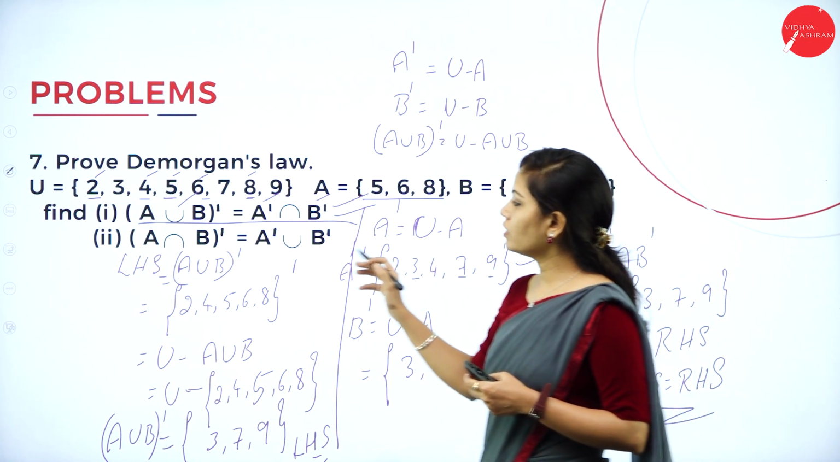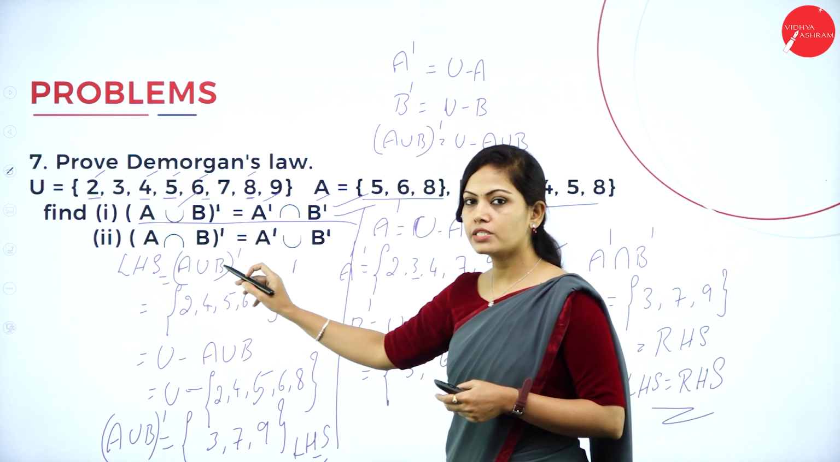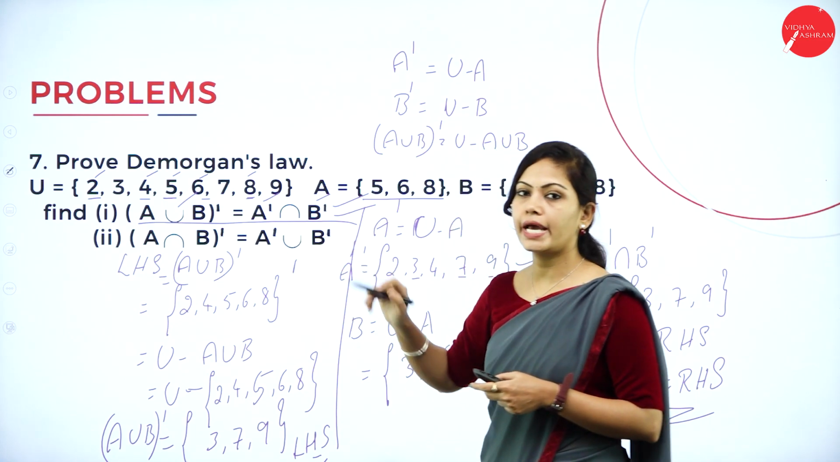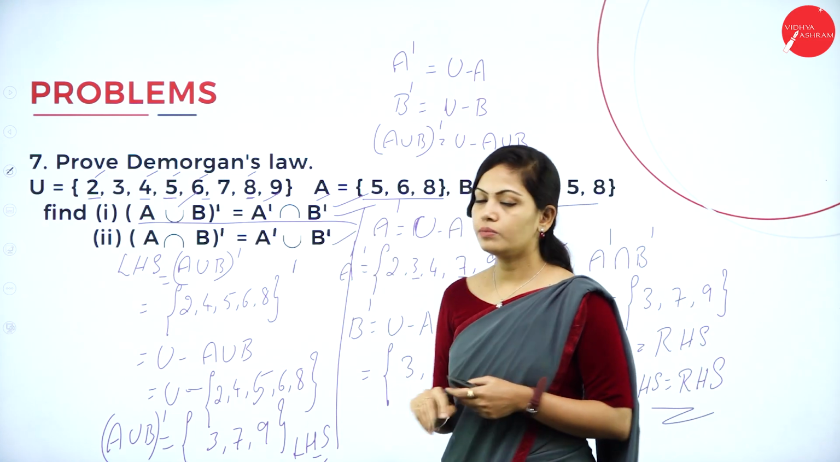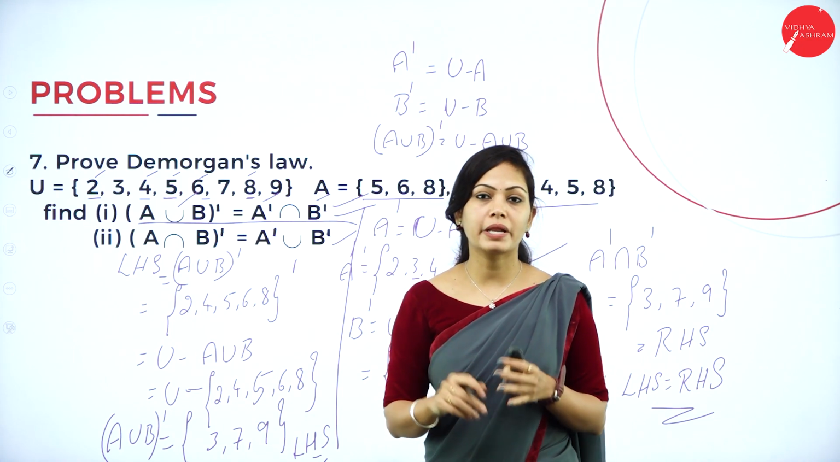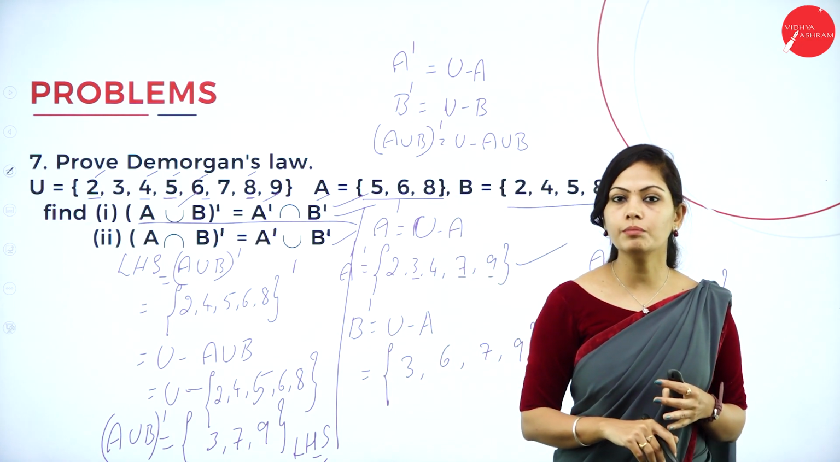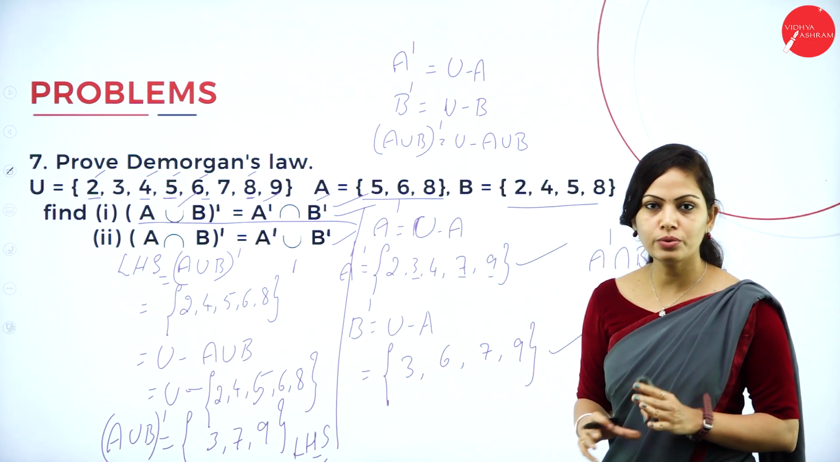And what is the second law? (A intersection B) whole dash is equal to A dash union B dash. This is your second law. So this is your assignment question. Please practice this second law of De Morgan's theorem. Prove that LHS is equal to RHS.